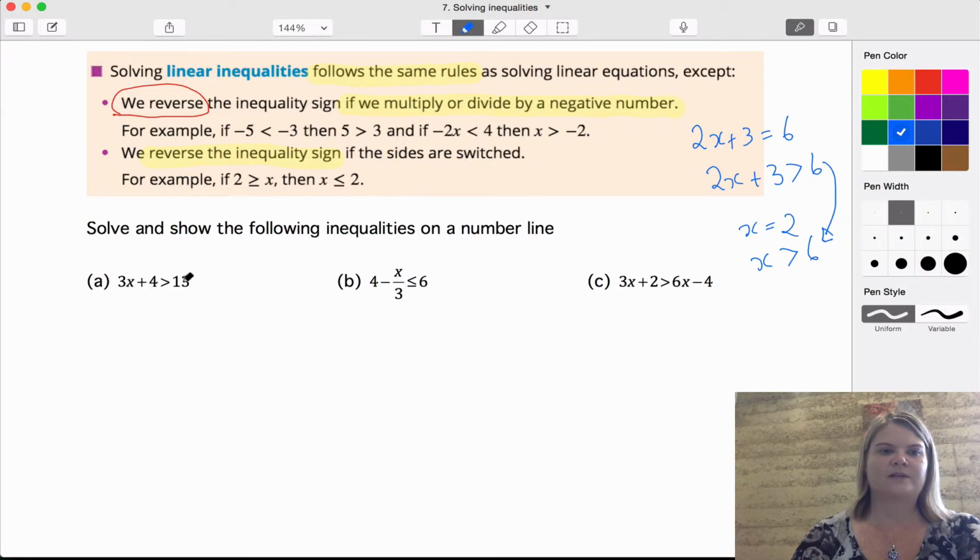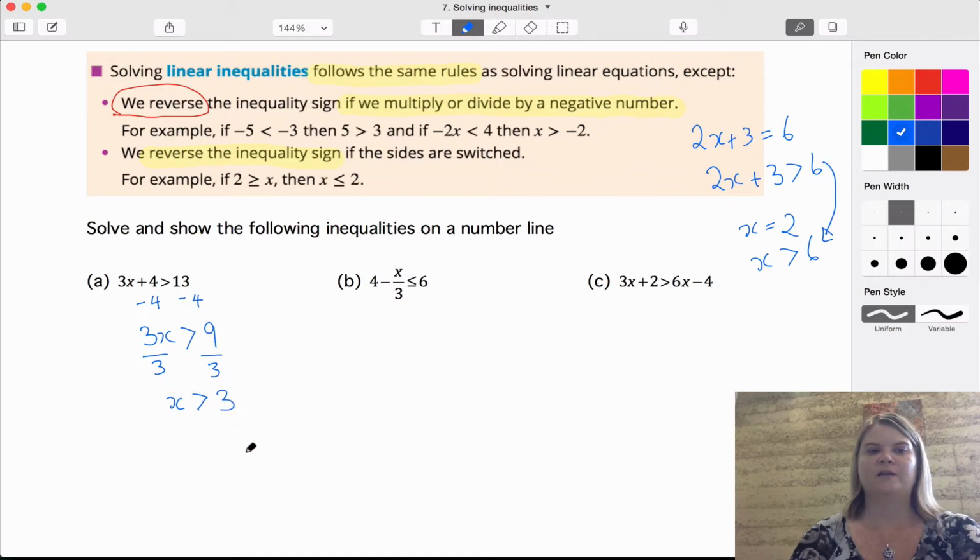So 3x plus 4 is greater than 13. First thing I'm going to do is take away 4 from both sides. 3x is greater than 9. Now I'm going to divide by 3. x is greater than 3. We didn't divide by any negative numbers, so we don't need to change the sign at all. So that's your final solution.